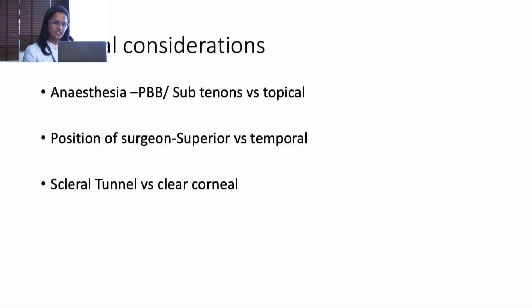The position, as already mentioned, temporal has its own advantages, but if you are a good superior SICS surgeon, you can start phaco from the superior position also. The main thing is you should be able to convert with confidence. And as already Dr. Shobha has mentioned, a scleral tunnel 1 to 2 millimeter behind the limbus in the initial stages will help rather than a clear corneal incision.